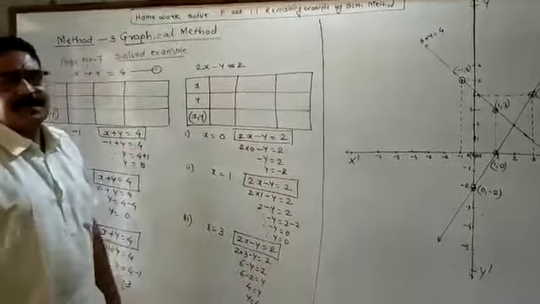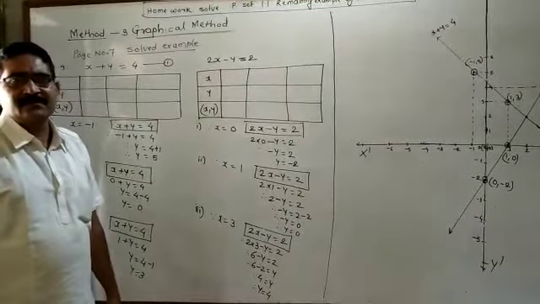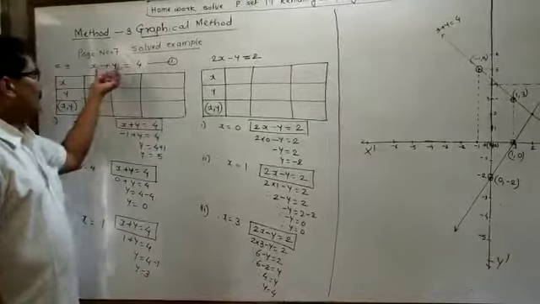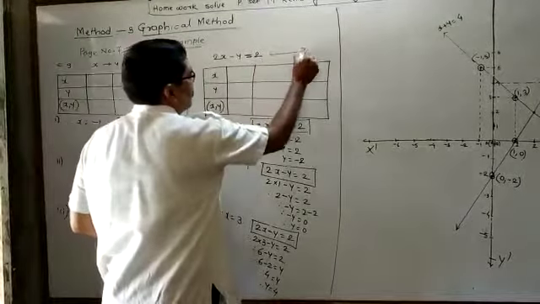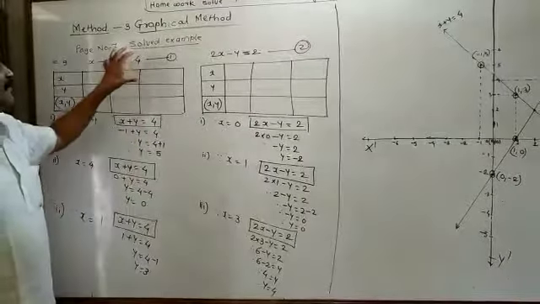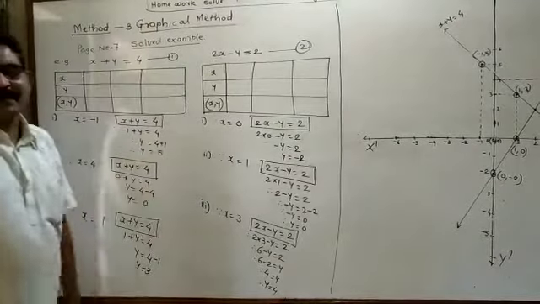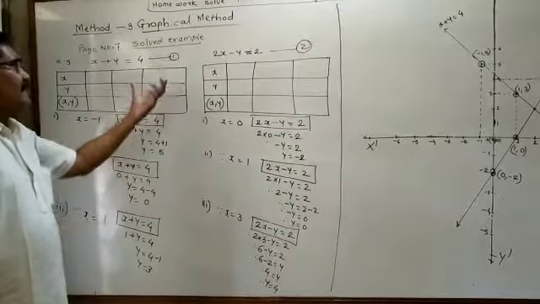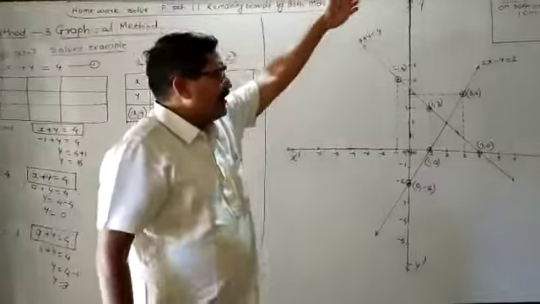Then I am going to start with our third method, the graphical method, to find the solutions of the given equations. In the graphical method, you have to solve this first simultaneous equation and this second simultaneous equation. Instead of solving by elimination and substitution, you have to solve this example by the graphical method. For this, you have to use the Cartesian coordinate system.